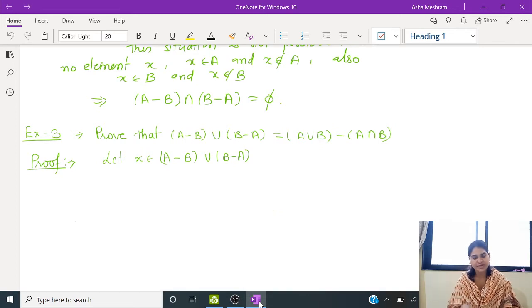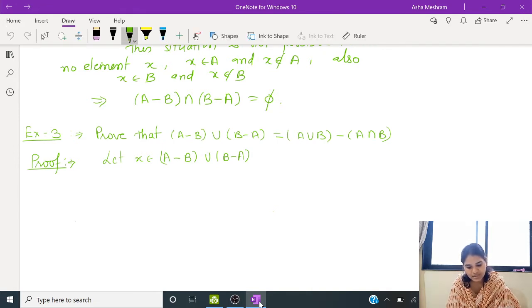Yesterday we finished two examples on the Cartesian product of two sets, and today we will start with example number three. And in this lecture we are going to almost finish this topic. So let's see what is there in the third example. We have to prove that A minus B union B minus A is equal to A union B minus A intersection B.